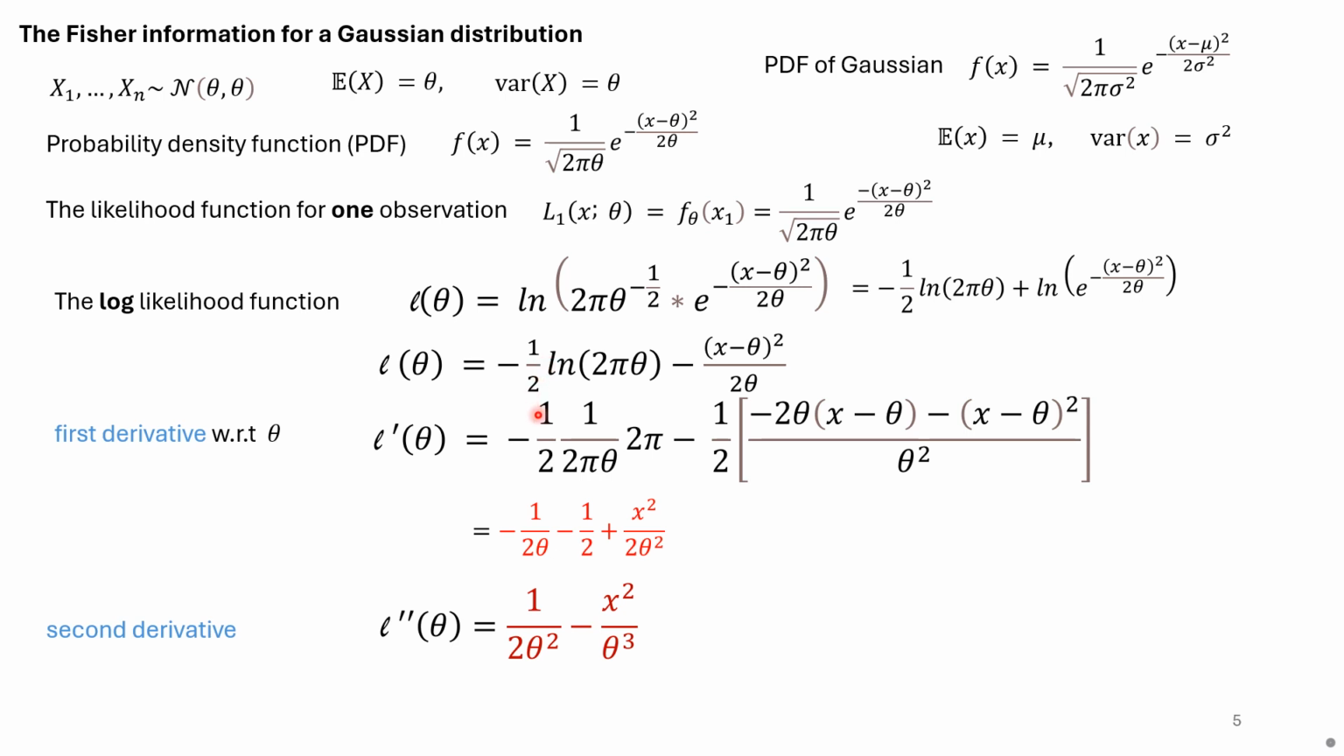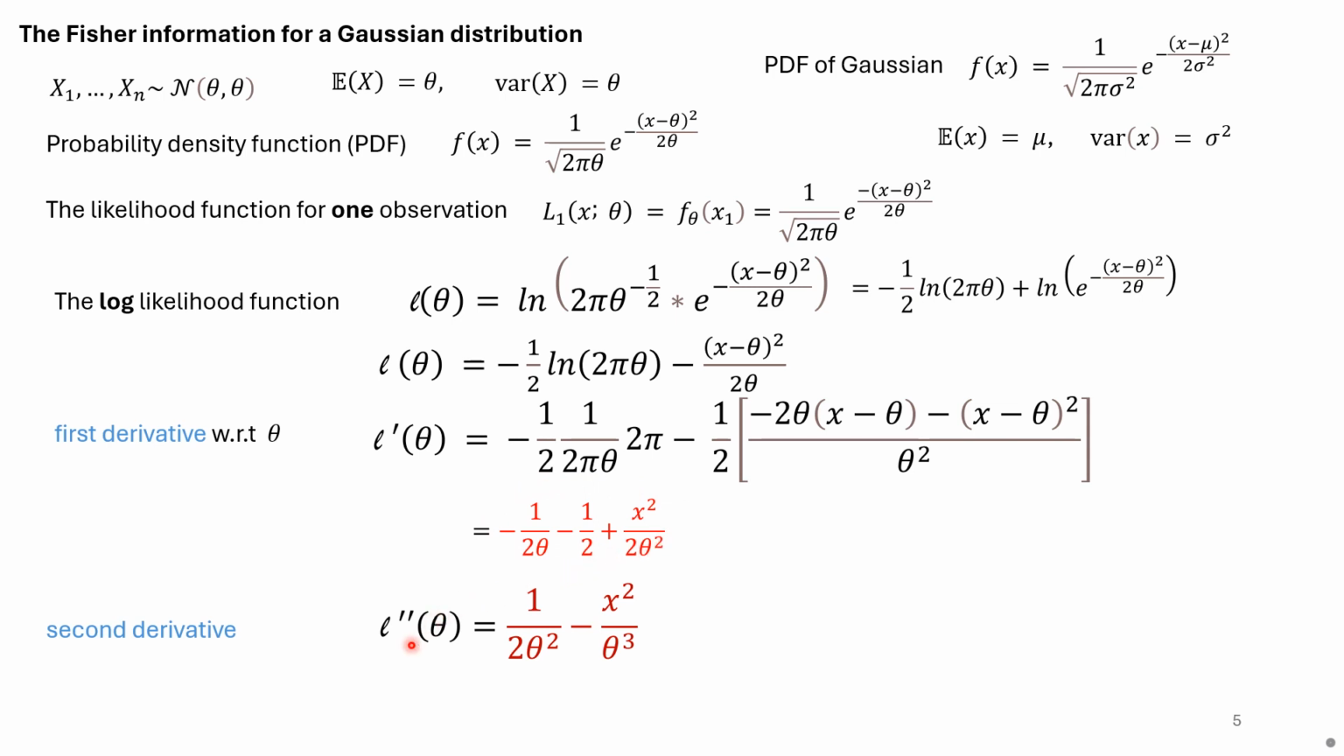So again, negative 1/2 log 2 pi theta is 1 over 2 pi theta times, again we have to get the derivative of this term, which is 2 pi, and this is a ratio. Therefore, it is the denominator times the derivative of the numerator minus the numerator times the derivative of the denominator, over the denominator squared. Finally, after some simplifications, we get this expression.